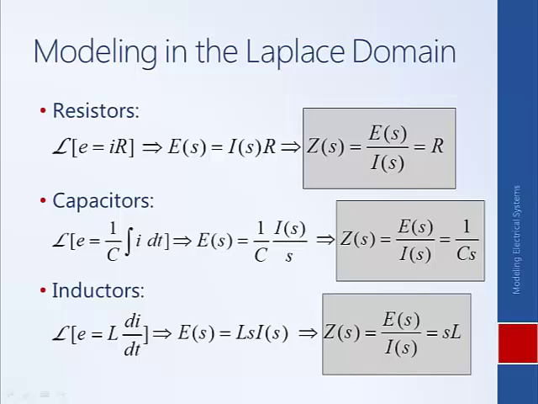But also keep in mind that we're implicitly assuming something when we did this. What we're assuming is that the initial conditions are 0. So when we took the Laplace transform of this derivative, we're basically assuming that the current through the inductor was initially 0. And when we took the Laplace transform of this integral, we're basically assuming that the initial value of the integral was 0. That is, there was no initial charge on the capacitor.